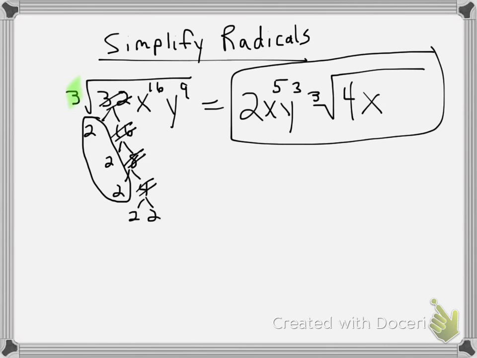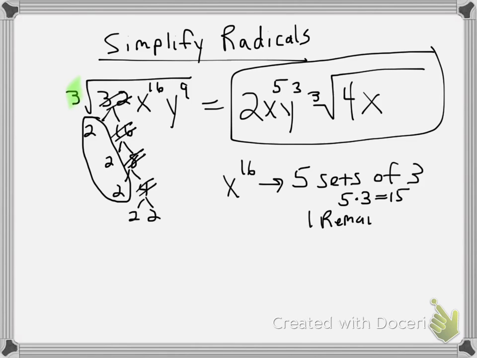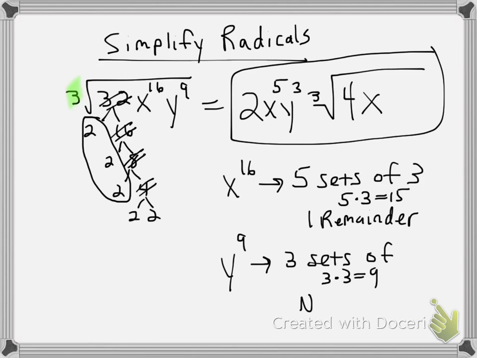All right, so once again, if we're trying to think about this stuff, like x to the 16th, there are 5 sets of 3. 5 times 3 is 15, with 1 remainder. For the other one, y to the 9th, there was 3 sets of 3. 3 times 3 is equal to 9, so there is no remainder. And that's how I was able to come out with x to the 5th and y cubed. So that's simplifying using our radicals.